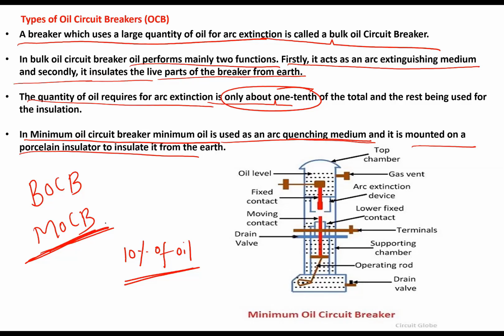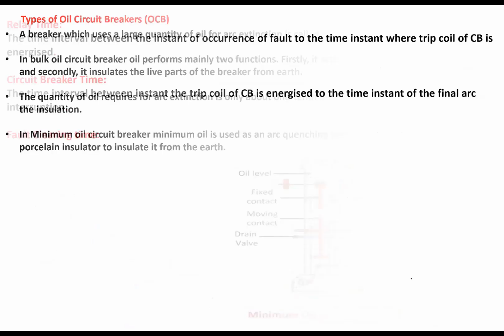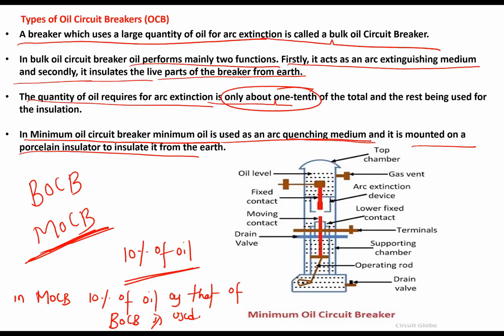So the main point is, in MOCB, 10% of the oil of a bulk oil circuit breaker is used, because here oil is only used for arc quenching. For insulation we are using porcelain insulators. Okay, this is about the oil circuit breakers. Understand? So these are the different types of circuit breakers.